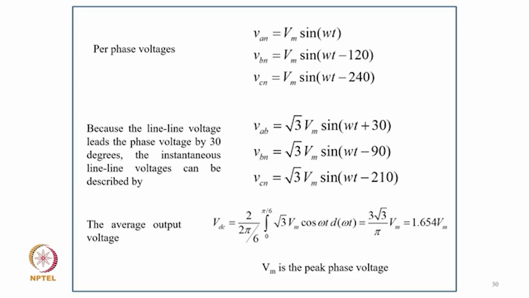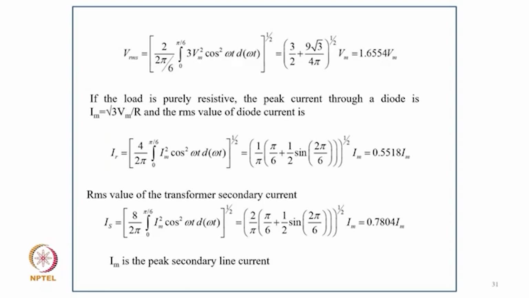Then the line voltage is 30 degrees phase shifted, and the instantaneous line voltages are Vab equal to root 3 Vm sin(omega t plus 30), Vbc equal to root 3 Vm sin(omega t minus 90), and Vca equal to root 3 Vm sin(omega t minus 210). The average output voltage VDC equals 2 upon 2 pi by 6, integral from 0 to pi by 6, root 3 Vm cos omega t d omega t, that becomes 3 root 3 Vm upon pi, or 1.654 Vm, where Vm is the peak phase voltage.